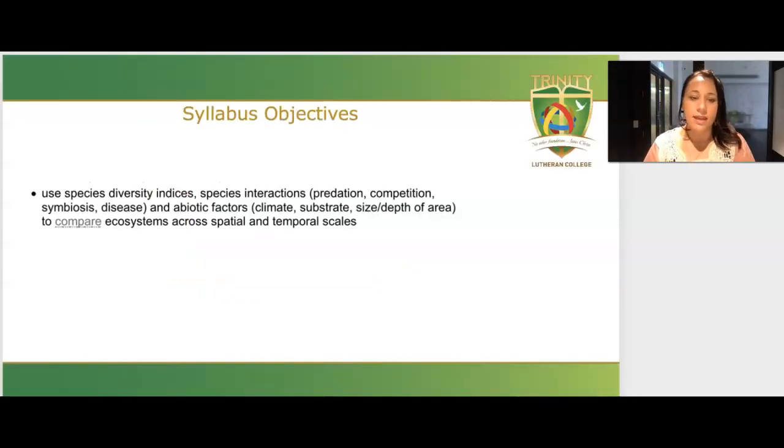Syllabus objective today is all around using different indices and interactions to compare ecosystems. So today we're going to go through the characteristics of aquatic ecosystems, and next video is going to focus on terrestrial ecosystems. So we'll be able to make comparisons.